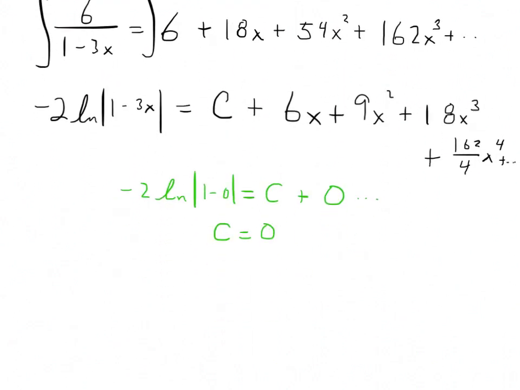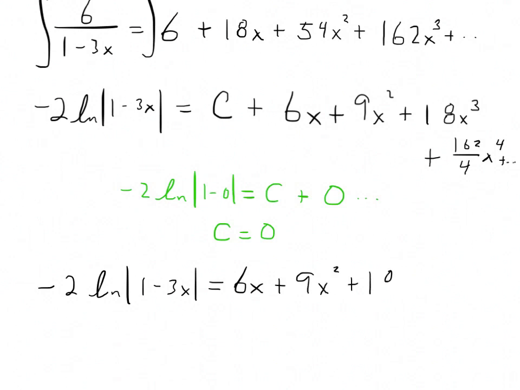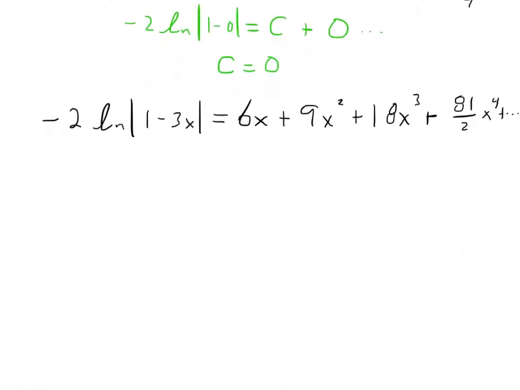So that leaves me with the idea that negative 2 natural log of 1 minus 3x is equal to, sort of like we set up here, 6x plus 9x squared plus 18x cubed plus, and I can simplify this a little bit, this is 81 over 2x to the 4th, and so on. And then the final thing I need to do to find a power series for the natural log of 1 minus 3x is to just divide both sides by negative 2.